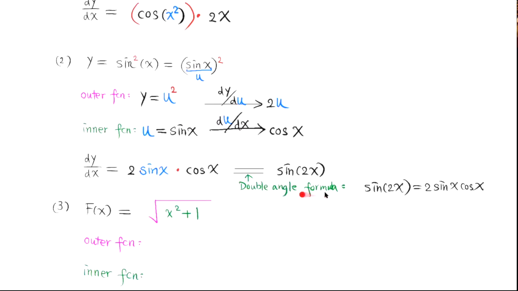So that's the double angle formula: sine 2x equals 2 sine x cosine x. Okay, so we simplify it this way.